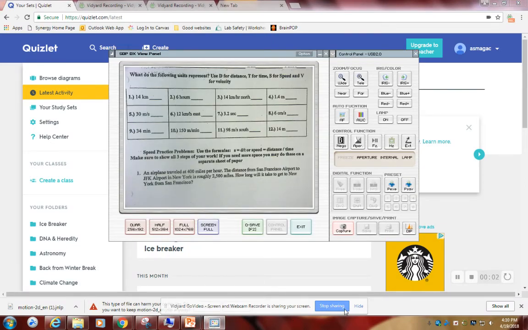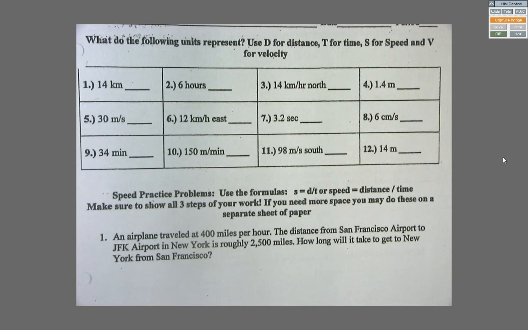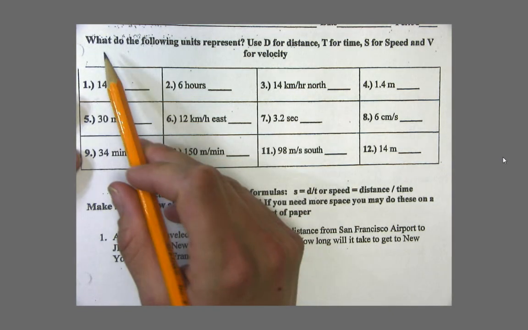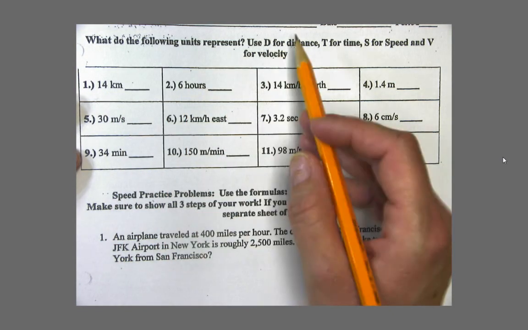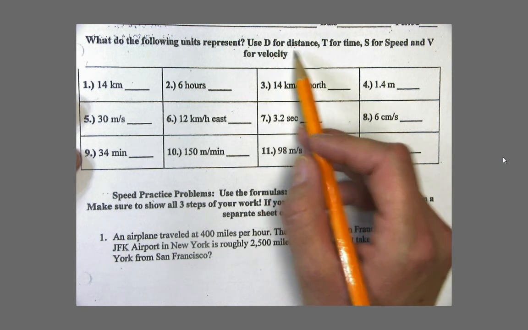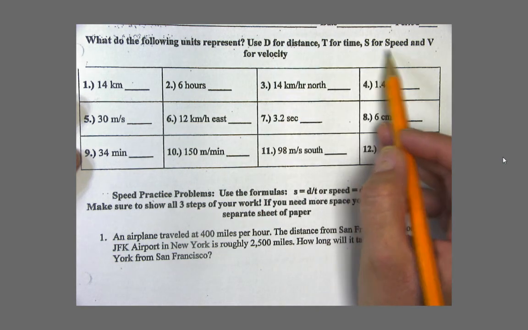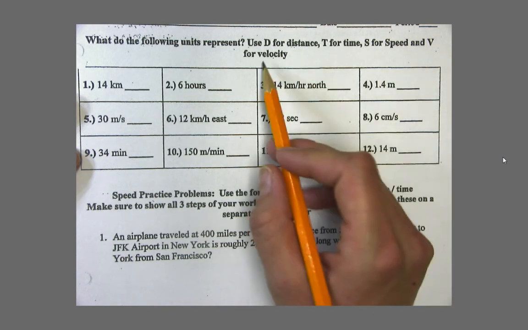Okay, students, we're going to go ahead and go over the expectations and instructions to complete your speed practice problems. So go ahead and have that out in front of you, and let's get started. So we're going to look at the instructions first, and we're going to look at what the following units represent. We're going to use D for distance, T for time, S for speed, and V for velocity.